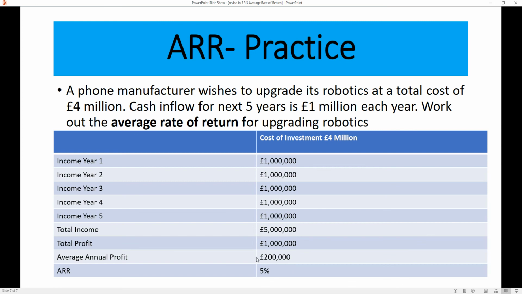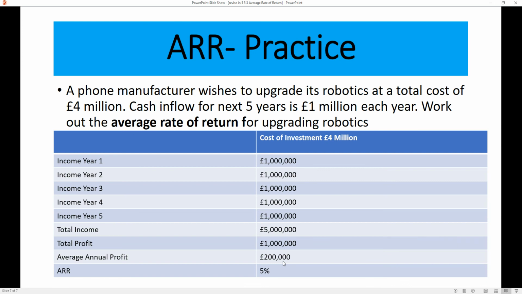Now you can use the formula. Now you can use the cost of investment. So it will be 200,000 divided by 4 million times 100, and that's going to give you 5%. So that's how you work out the average rate of return.